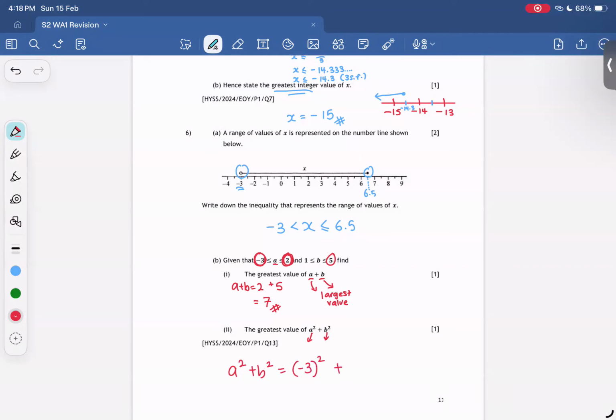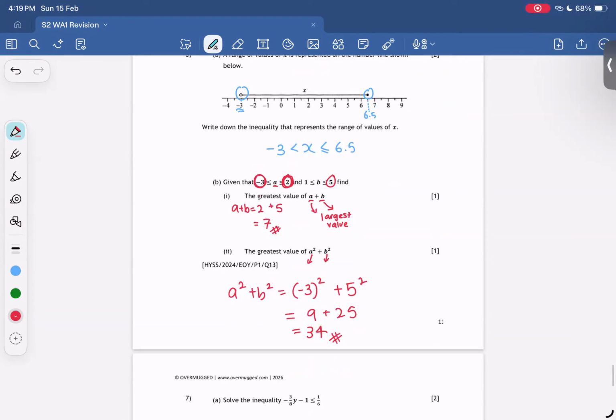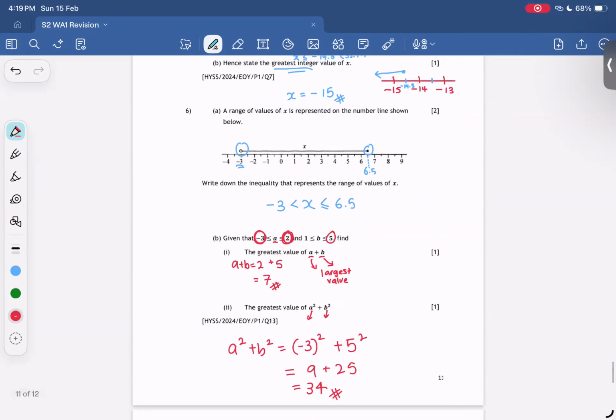Plus, let's try for B. For B it is just 1 and 5. So the largest number that I can square is still 5 squared. So I will have 9 plus 25, and that will just be 34. So that will be my answer for 6B part 2.